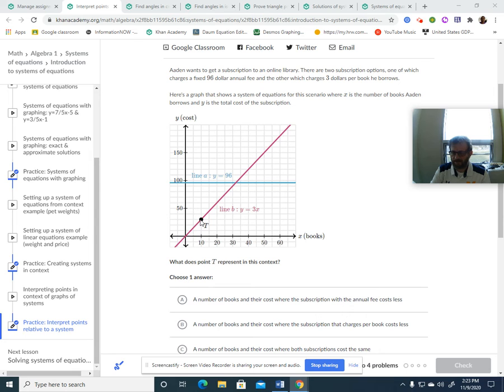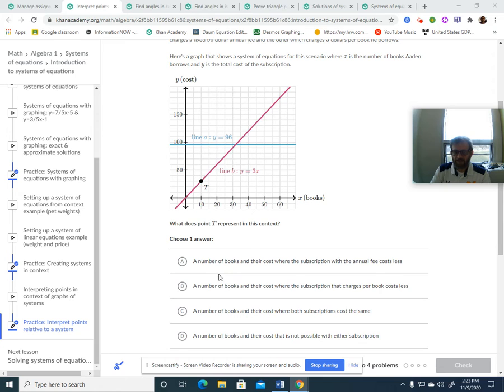And we have a point that is clearly on one of the lines, and they want to know what we're shown. It says a number of, what does this point represent? A number of books and their cost where the subscription with the annual fee costs less. A number of books and their cost where the subscription that charges per book costs less. A number of books and their cost where both subscriptions cost the same, and a number of books and their cost that is not possible with either subscription. Well, that's not true. It's clearly possible with this one. They're not the same. This one isn't true.